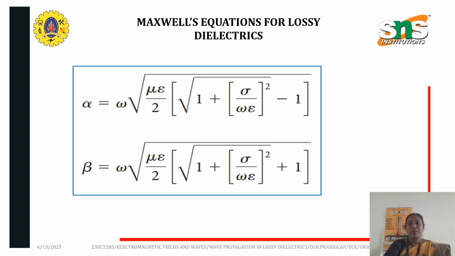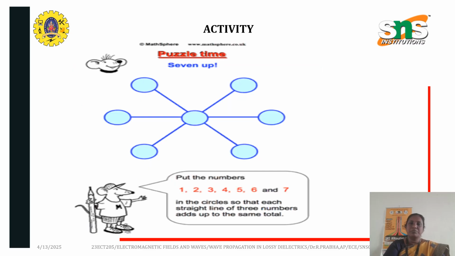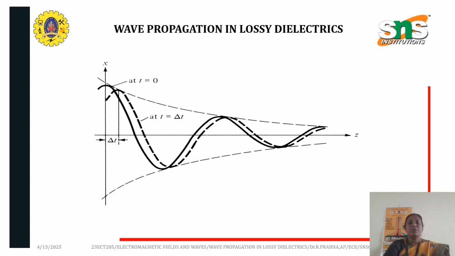The alpha value is equal to omega root of mu epsilon by 2 multiplied by the square root of 1 plus sigma by omega epsilon the whole square, minus 1, and the beta value is equal to omega root of mu epsilon by 2 multiplied by root of 1 plus sigma by omega epsilon the whole square, plus 1. The difference between alpha and beta is that inside the second radical we have a minus symbol in alpha instead of the plus symbol in beta. Now for lossy dielectrics, the wave propagation will be like this.